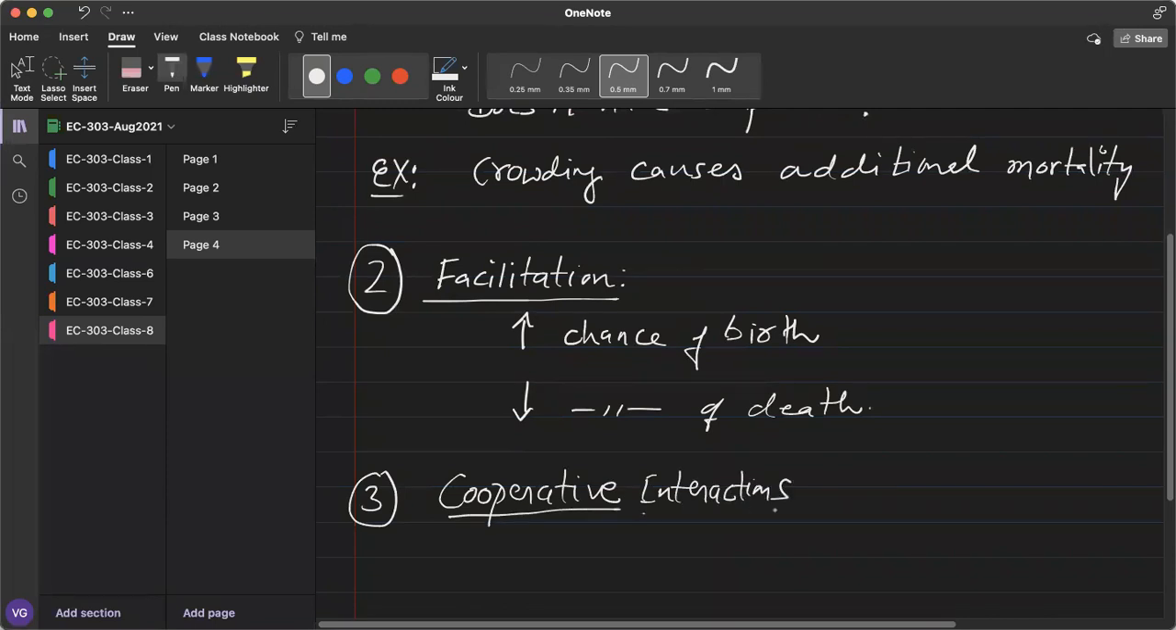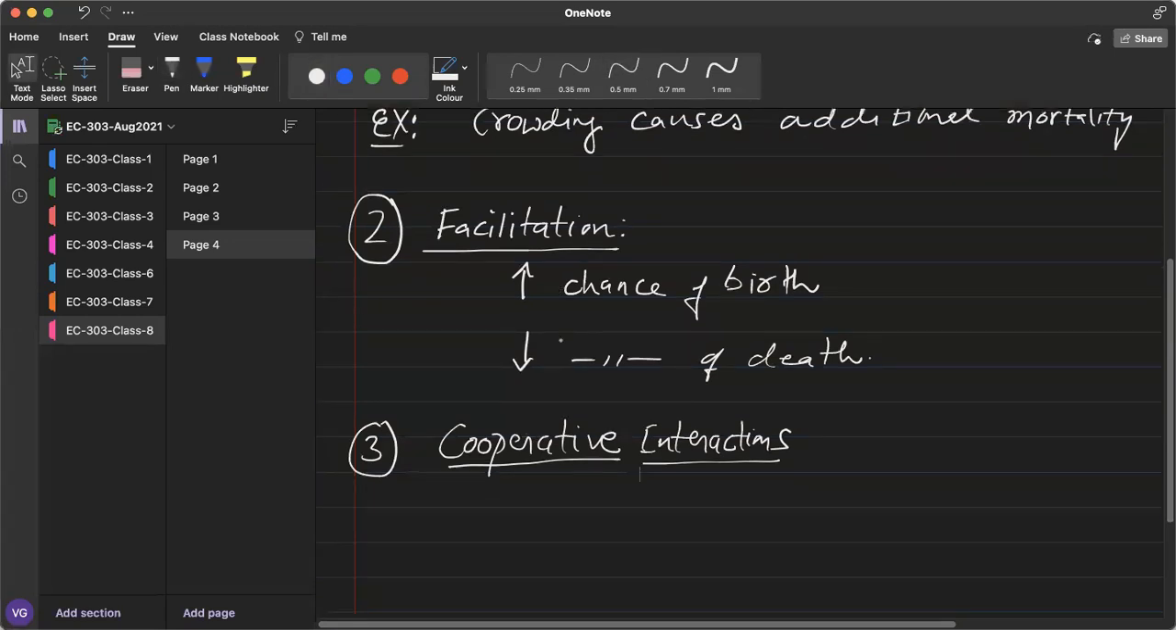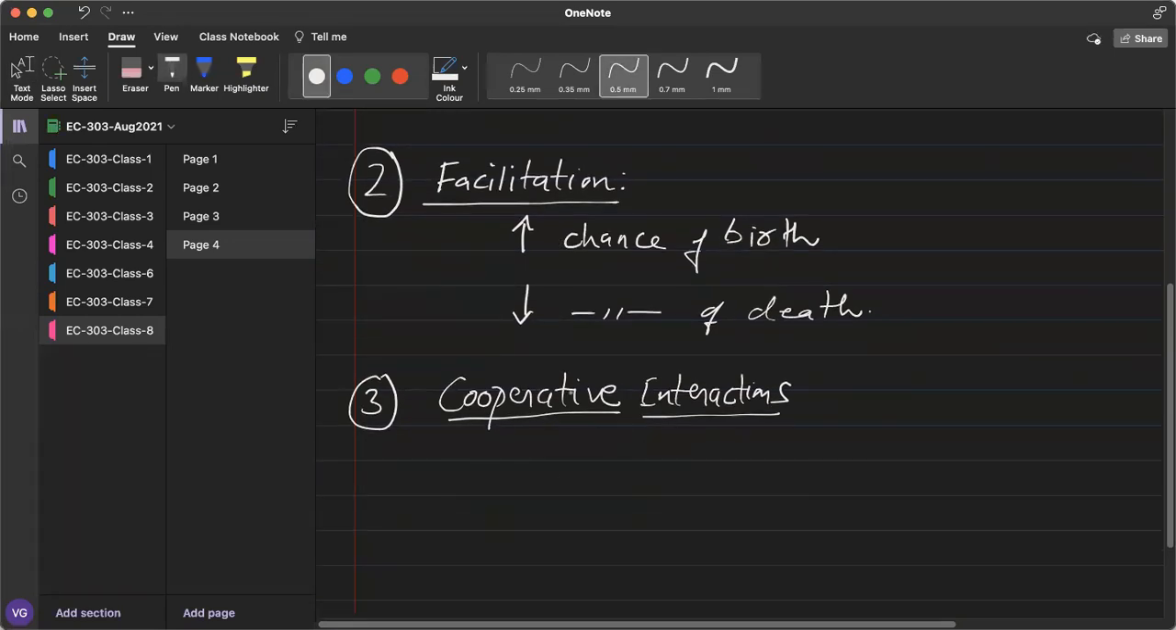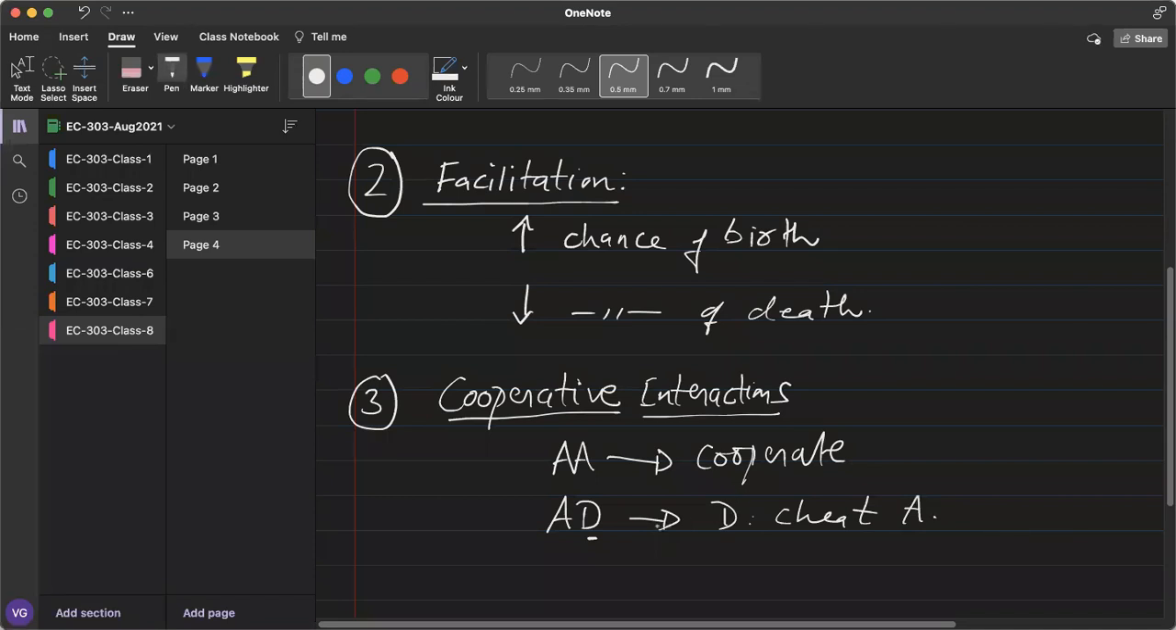I think a lot of people may not know the difference between cooperation and facilitation. Usually in cooperation, there are two types of individuals. Let's call them type A and type A. If they are together, they cooperate. But there is also another type, AD. When they meet, these guys will cheat. This leads to some interesting interactions. So read about them and again think how you will incorporate that in a spatial model like this.